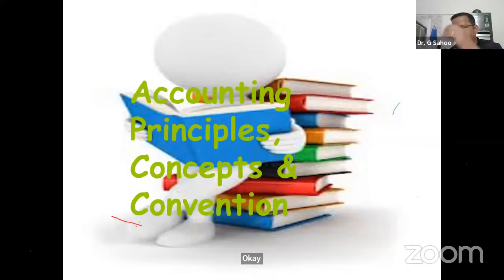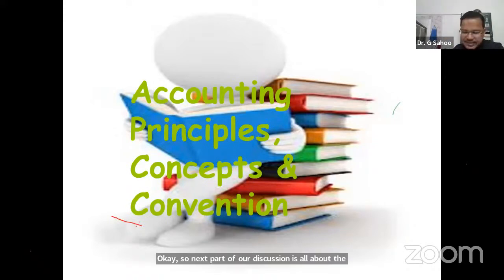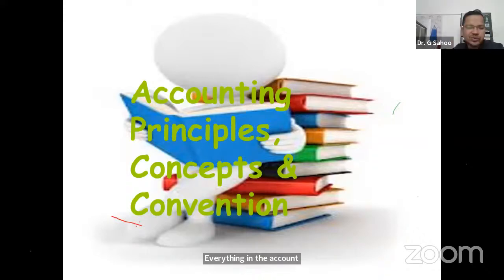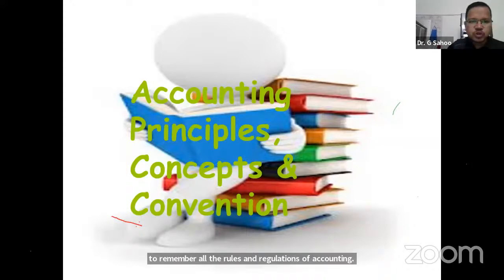So the next part of our discussion is all about accounting principles, concepts, and conventions. Please remember, these principles, concepts, and conventions can be used interchangeably in accounting. Either it may be principles, concepts, or conventions, all are rules and regulations of accounting. Try to remember, all are rules and regulations of accounting. Why? Because whenever we are preparing the books of accounts, we must also follow some sort of rules and regulations. Because without following these principles, rules, and regulations, if we prepare the books of accounts, then we may not be able to get a uniform result.